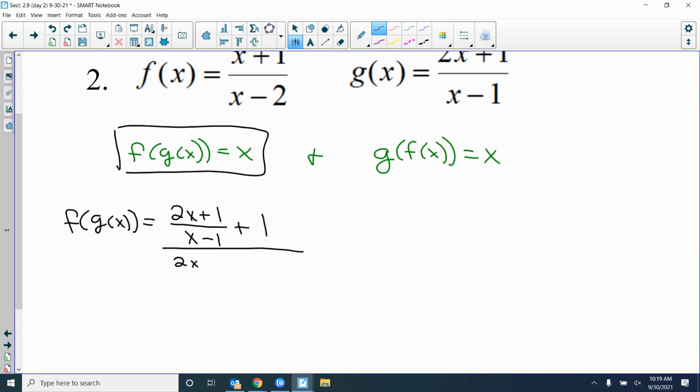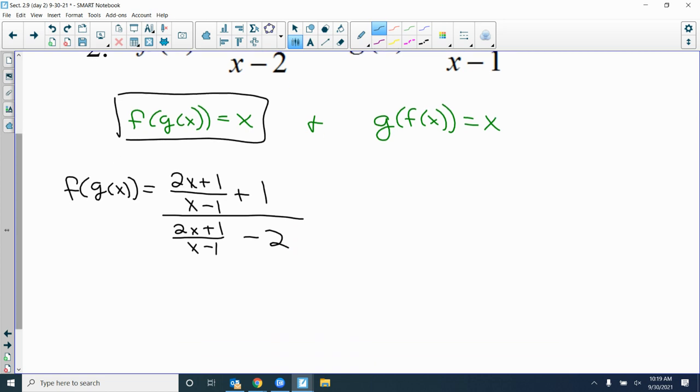2x plus 1 over x minus 1 minus 2. Now, we've done a couple problems like this. We've talked about there's two ways you can go about this. You get a common denominator, or you can multiply to get rid of the fraction. Let's multiply to get rid of the fraction, which means I would multiply both of these by x minus 1.